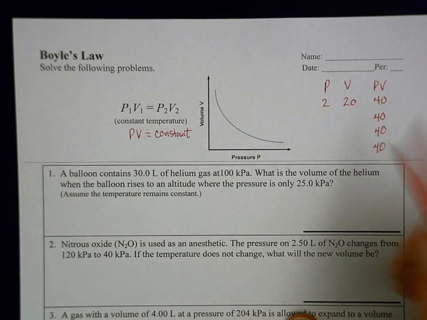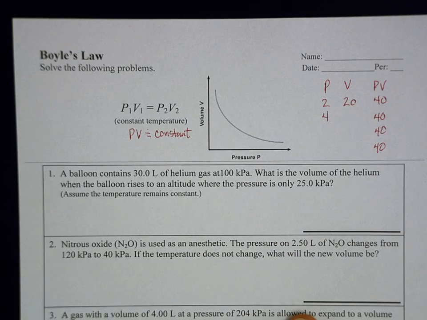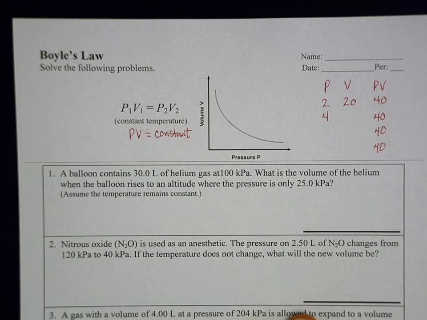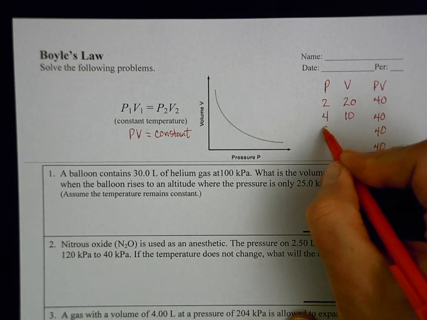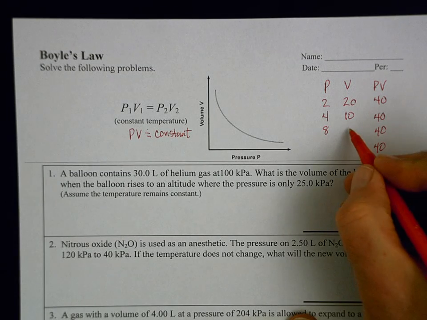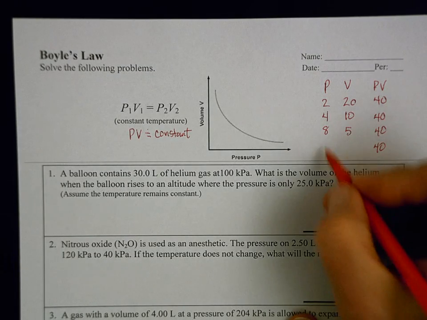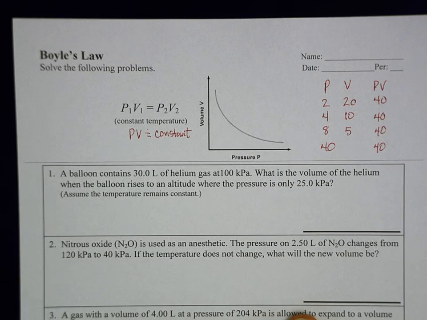All right, well, let's take our pressure here and double it up to 4. Okay, 4 times what is 40? 10. Let's double it again. Make it an 8. Okay, 8 times what is going to be 40? 5. In fact, we could even go all the way up to 40. What would the volume have to be to still equal 40?